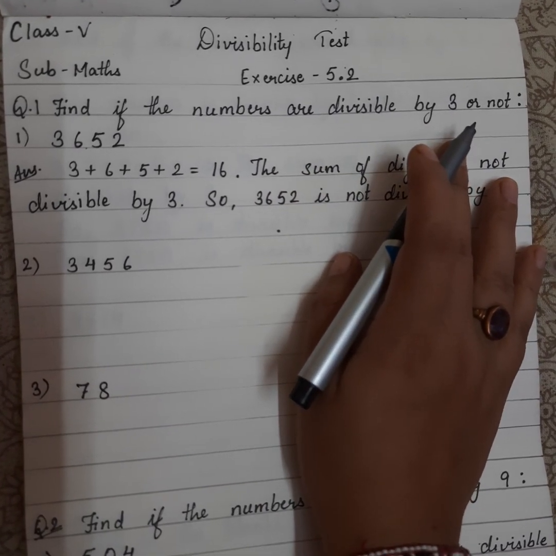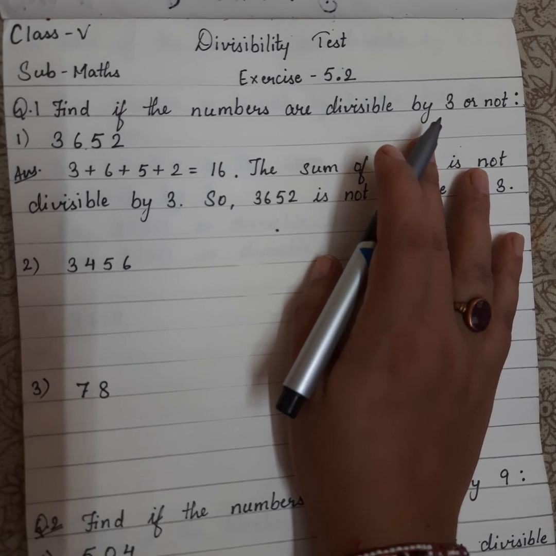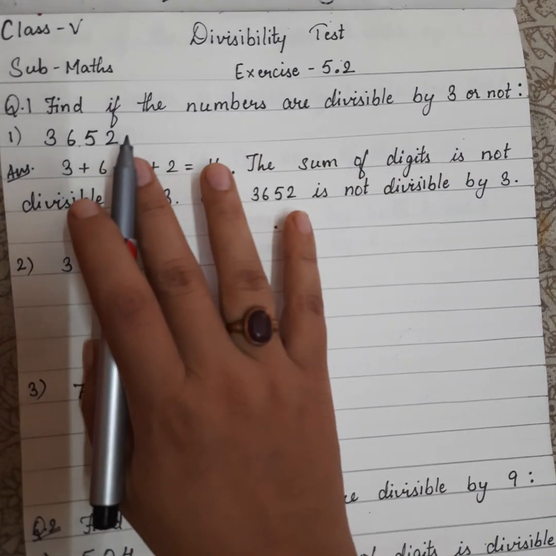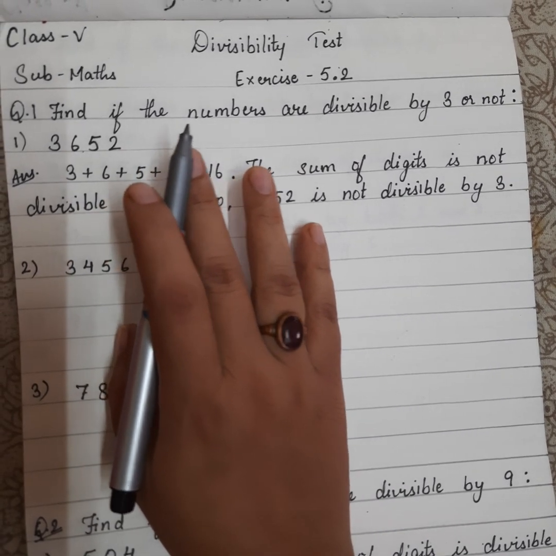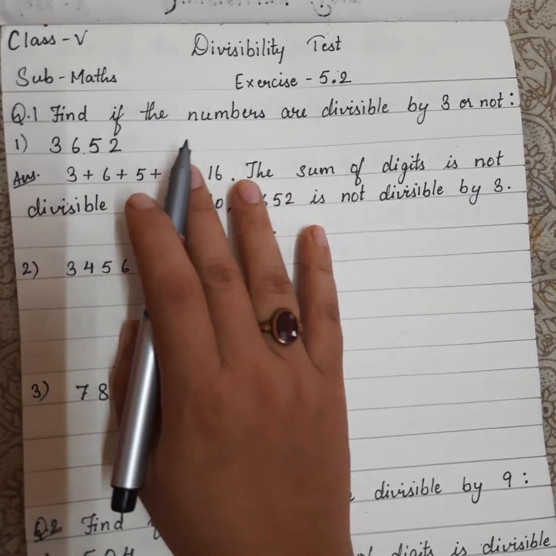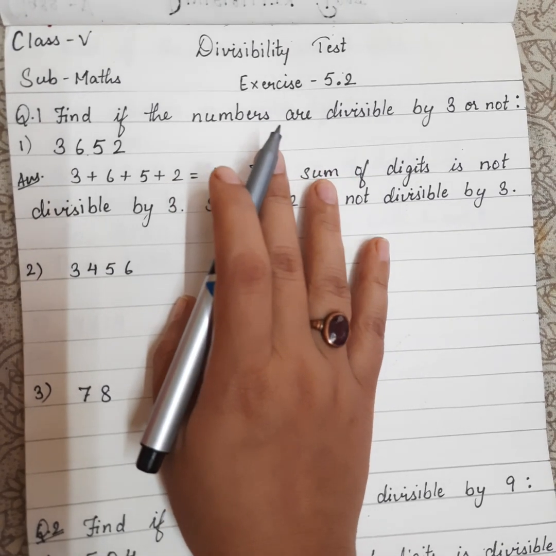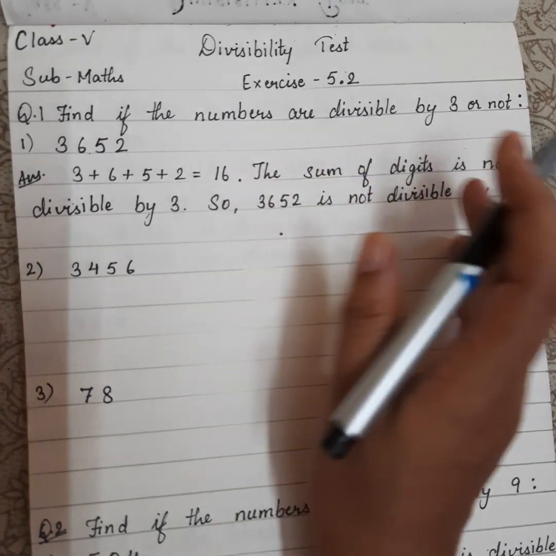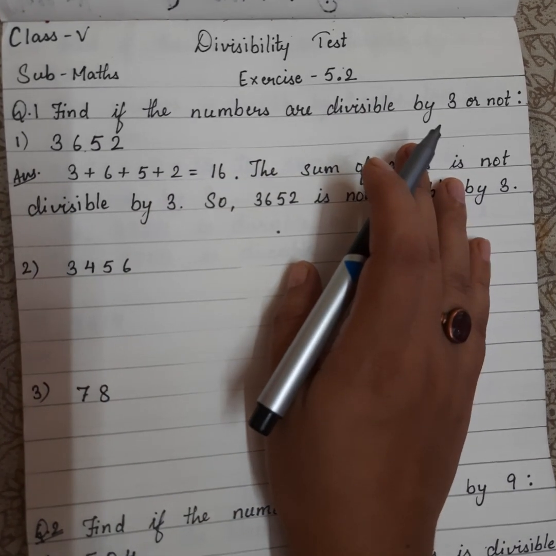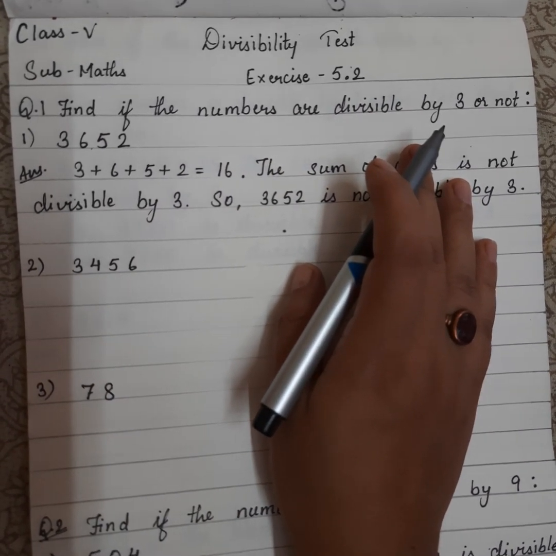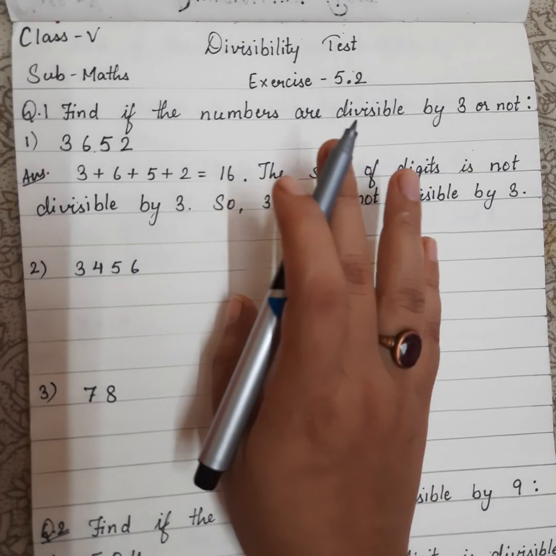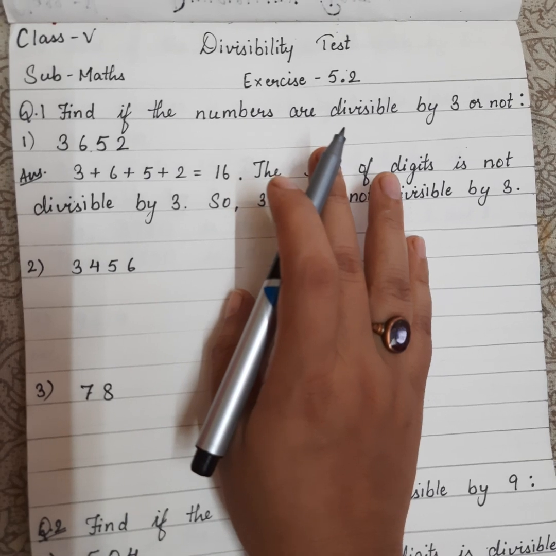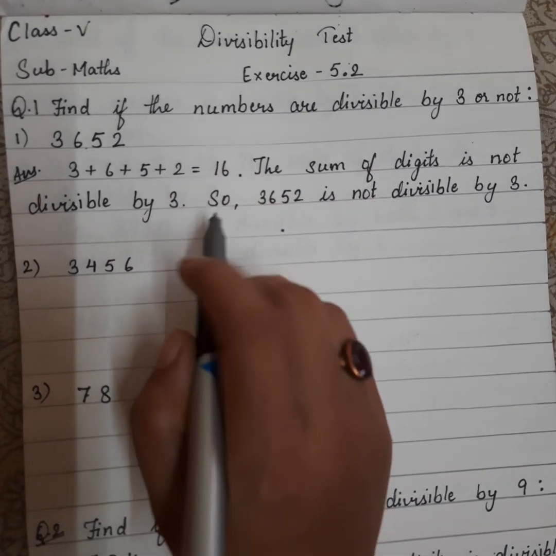In divisibility by 3 we have seen that on adding the digits of the given number, we should get either 3 or a multiple of 3, like 3, 3 2s are 6, then 3 3s are 9, 3 6s are 18, all those numbers which come in the table of 3. So either we should get 3 or a multiple of 3, then only the number is divisible by 3. So let's see the number.